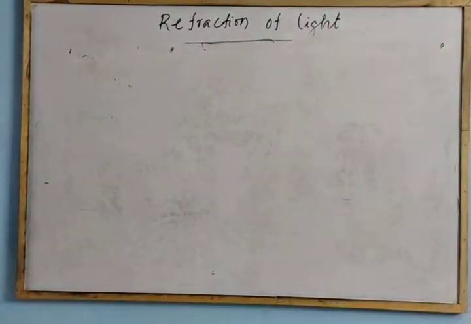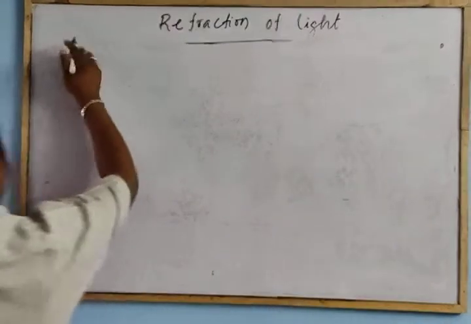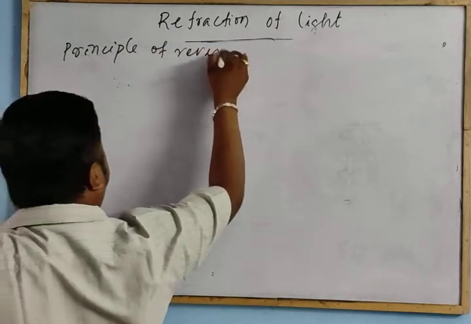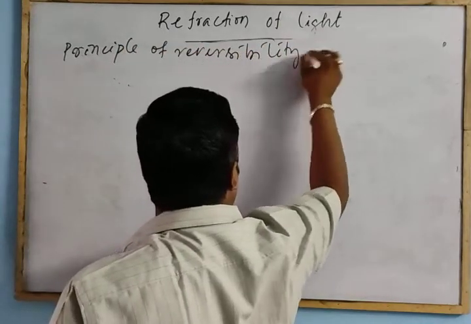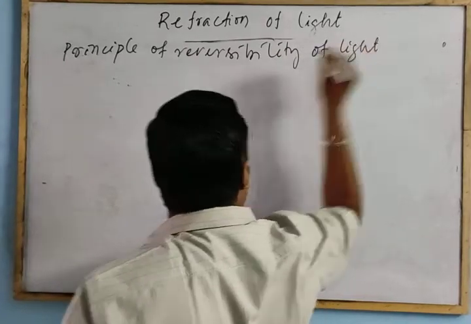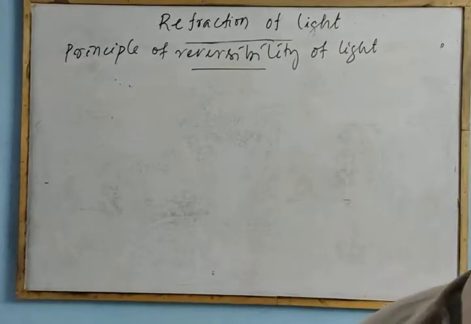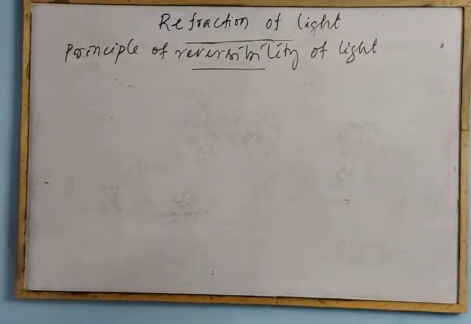And from these laws of refraction, we'll go to another relation, the principle of reversibility of light. By using these laws of refraction, we will go to another relation, the principle of reversibility of light. So what is this principle of reversibility of light?